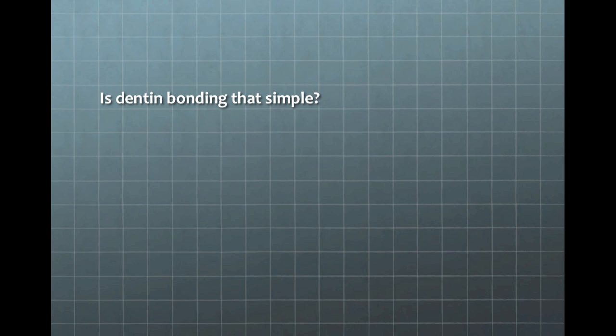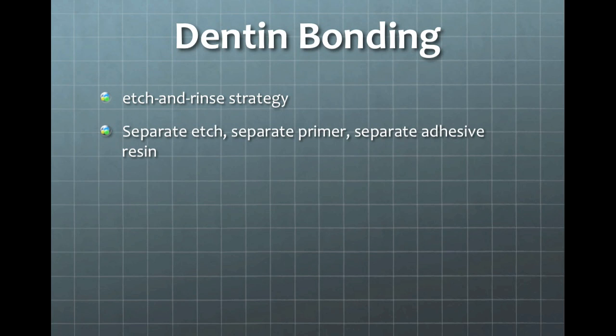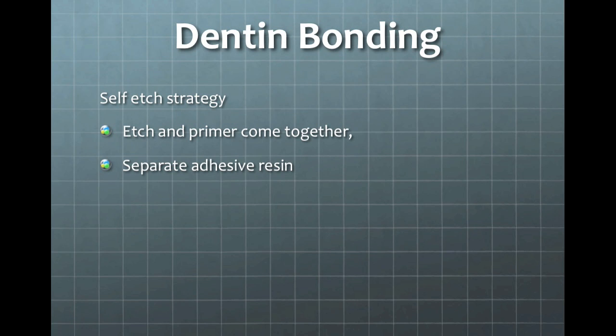Is dentin bonding that simple? Unfortunately not. It's a little bit complex, so let's chat about that. Basically, there's two different strategies: the etch and rinse strategy and the self-etch strategy. The etch and rinse strategy is there is a separate etch, a separate primer, and a separate adhesive resin. That's what we've talked about so far. The self-etch strategy actually combines the etch and the primer together, and then you would have a separate adhesive resin. So it's fewer steps basically.